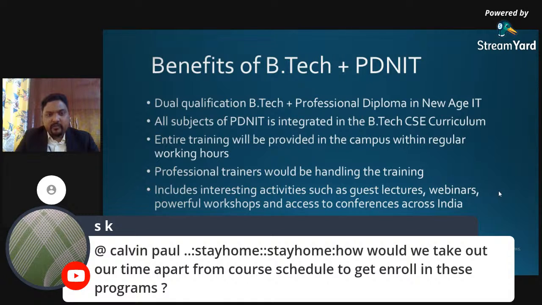And once you complete this course, you'd be getting a B.Tech degree plus a professional diploma in New Age IT from ISDC, and you would be job ready day one.